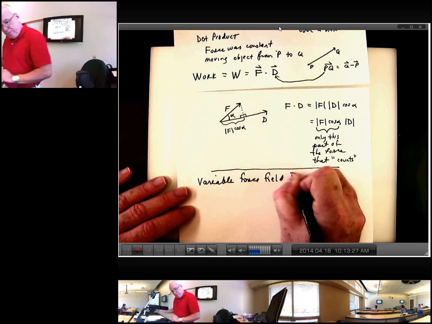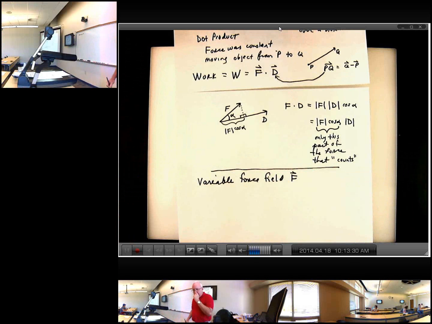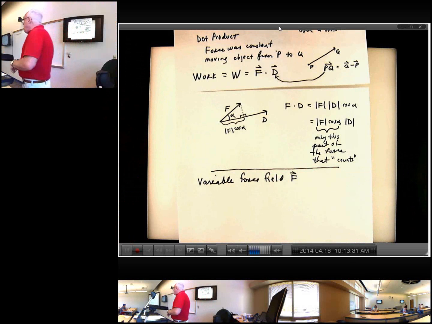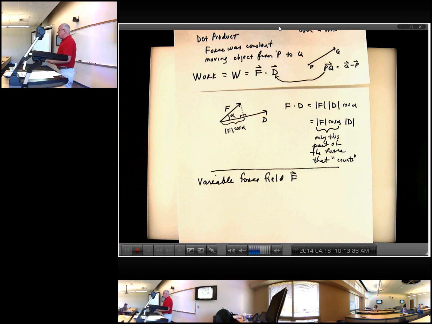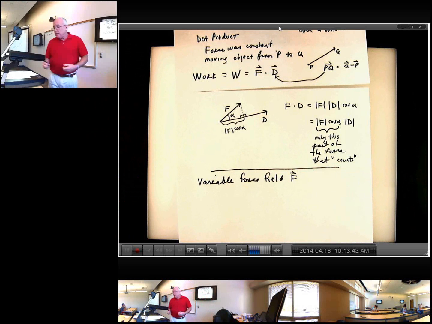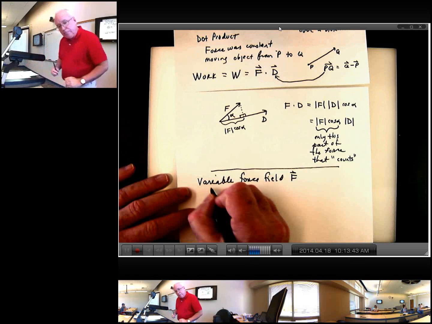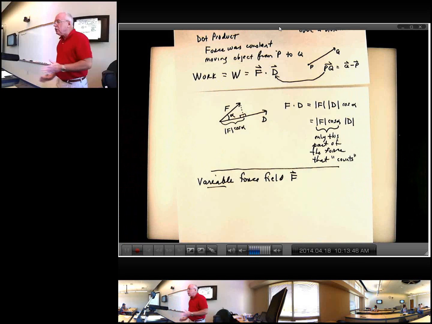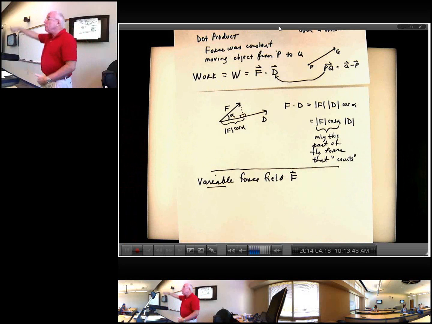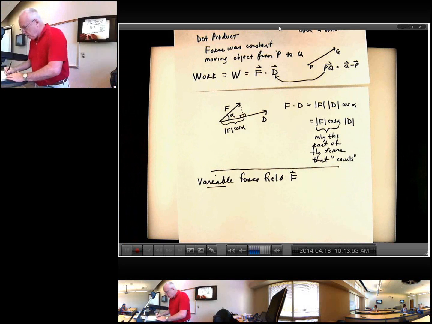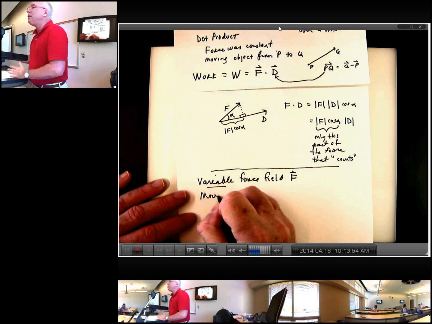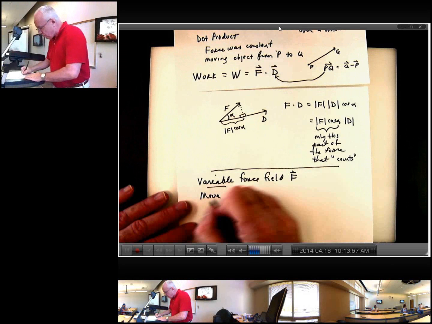Capital F. So this is going to be represented by a vector with variables in it. For each x and each y, we're going to have different values of the force, so it's a variable force field. And instead of just moving along a straight line, we're going to be moving this force along a curve, or applying the force along a curve.